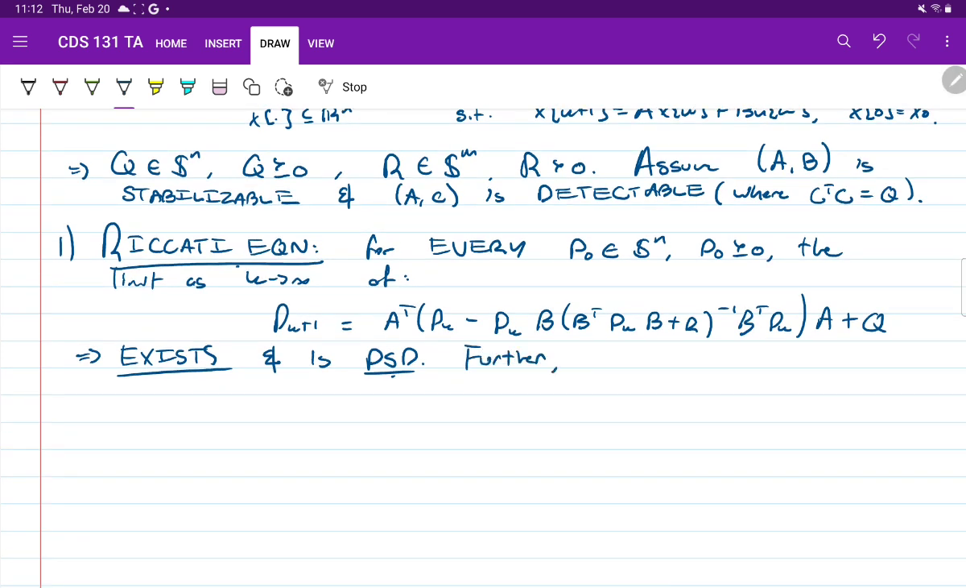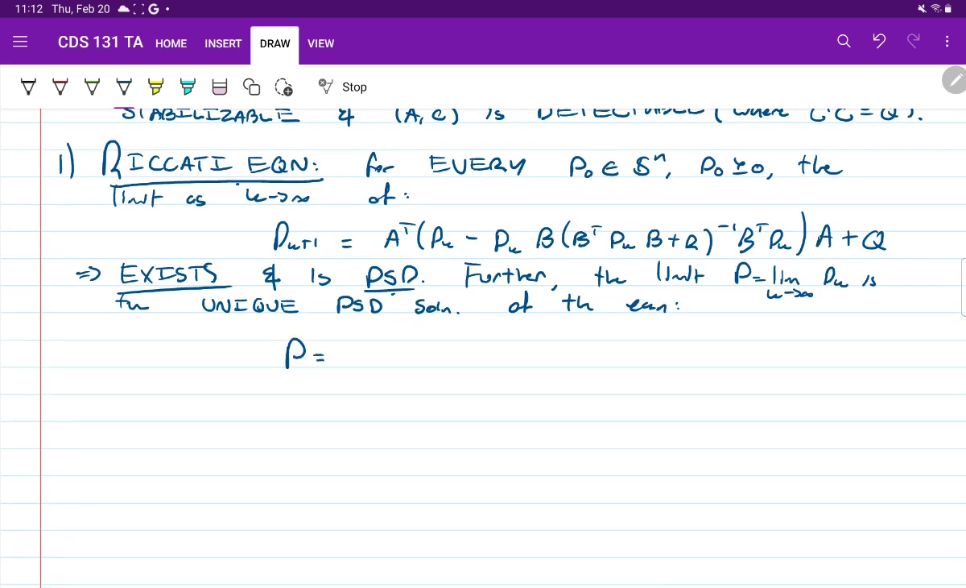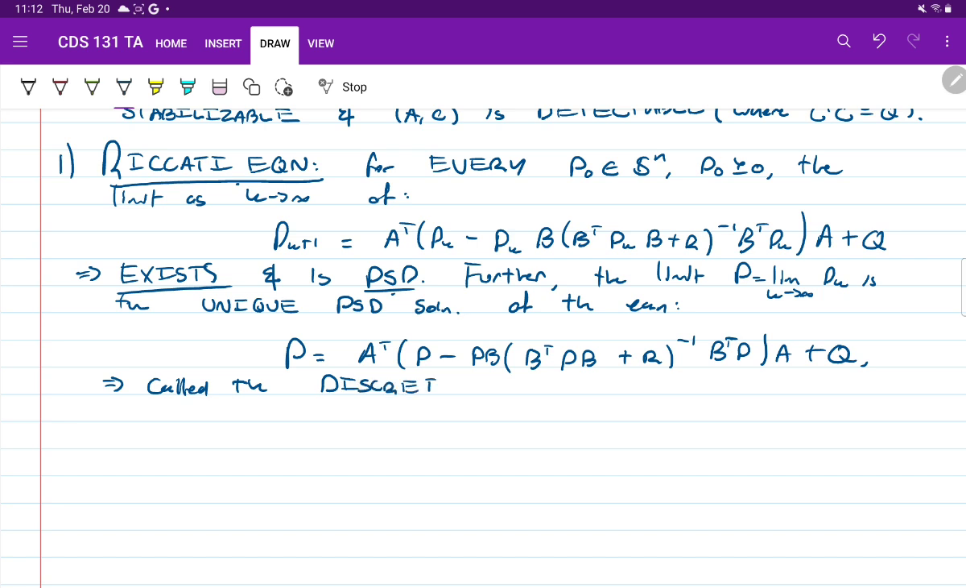Now further, what we'll say is the limit P equals the limit as k goes to infinity of P_k is the unique positive semi-definite solution of the equation P equals A transpose P A minus P B times (B transpose P B plus R) inverse times B transpose P A, plus Q. This equation is called the discrete time algebraic Riccati equation, or, as it's sometimes abbreviated, DARE.